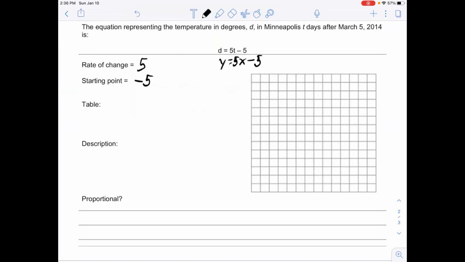So now I'm going to fill in my table. I have the time, x, and I have my degrees, or my y. I'm going to do the same thing: 0, 1, 2, 3, and 4. And now we're just going to plug each of my x's in for this x here. So if t is 0, I would do 5 times 0, which is 0, minus 5. 0 minus 5 is negative 5.